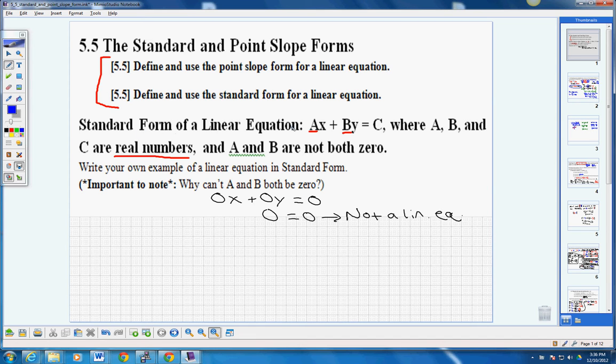I first define the standard form. That's ax plus by, where a and b are both real numbers. We like them both to be integers typically as well. I'll talk more about that later. They can't both be 0. If they were both 0, we would have 0x plus 0y equals 0. And we all know that 0 equals 0. That's not a linear equation. So that's why they can't both be 0. We have to put that constraint on them that they can't both be 0.